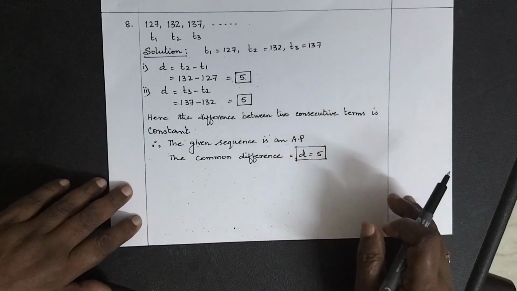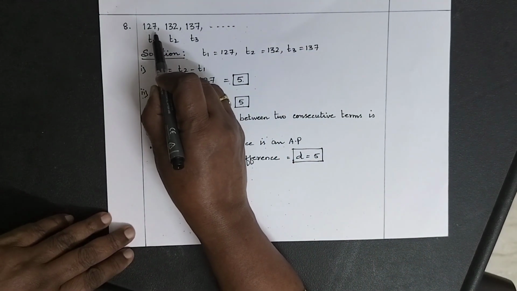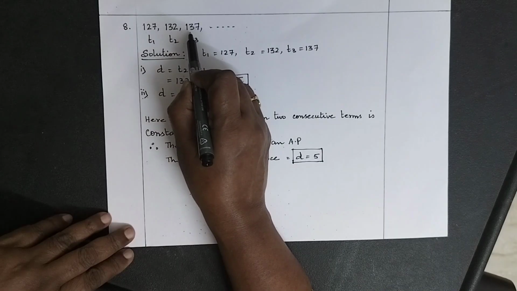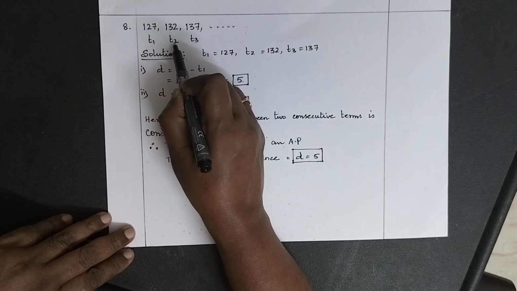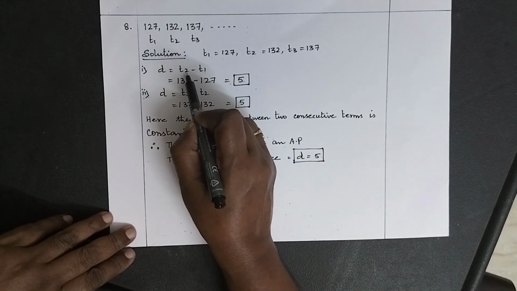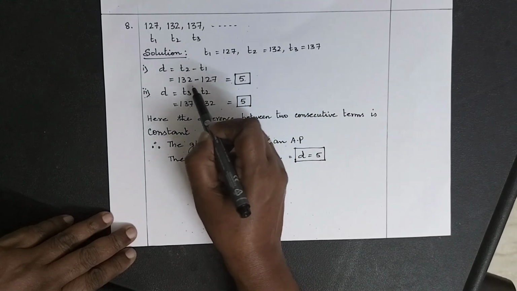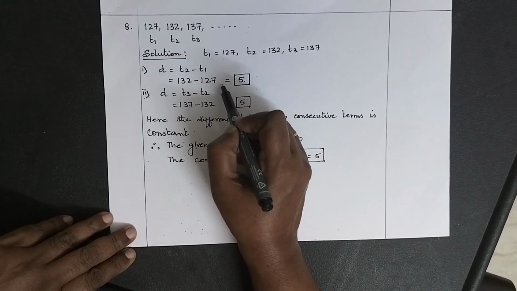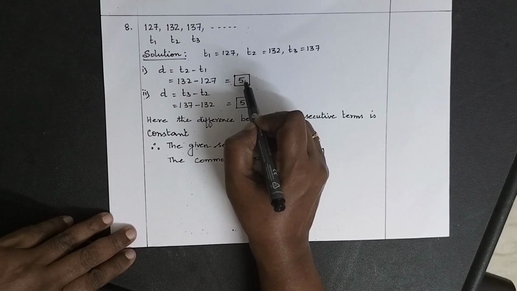Now the next sum is 127, 132, 137, etc. We are naming these as T1, T2, T3. Now D is equal to what? T2 minus T1. Very simple. T2 is what? 132. T1 is 127. So 132 minus 127 is 5.